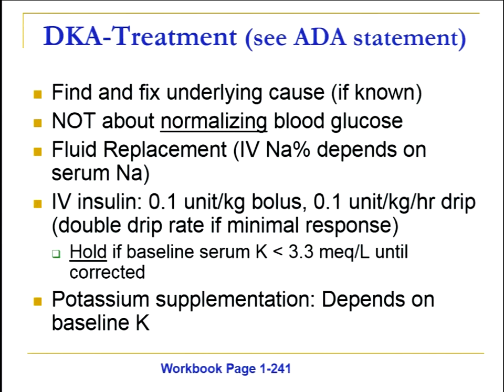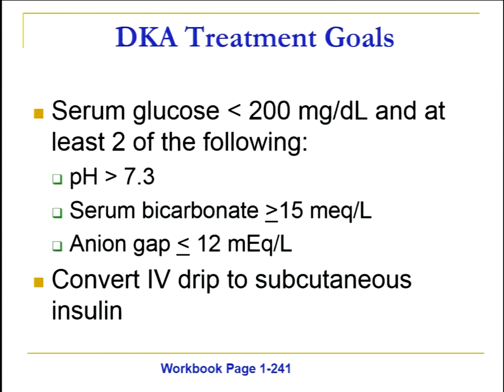Start an insulin drip, usually 0.1 units per kg as a bolus, and then a drip of 0.1 units per kg. If you don't get a decent reduction in the sugars after an hour or two, they double the drip rate. You're going to want to hold. Remember, insulin can drive potassium into the cells, and you'll remember that from critical care and fluids and electrolytes. So you want to hold if the baseline potassium is less than 3.3 until the potassium is actually corrected. And again, whether you're going to supplement potassium depends on the baseline potassium level, of course. The goals are, again, not 80 to 130, but getting glucose less than 200 should shut off ketosis adequately enough.